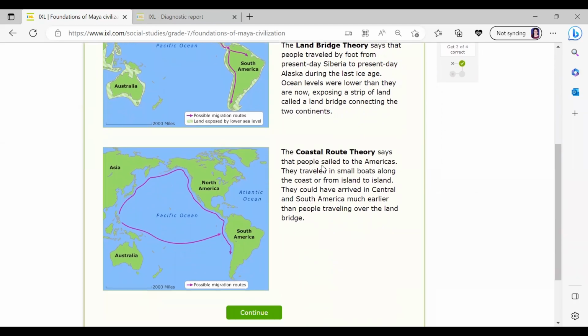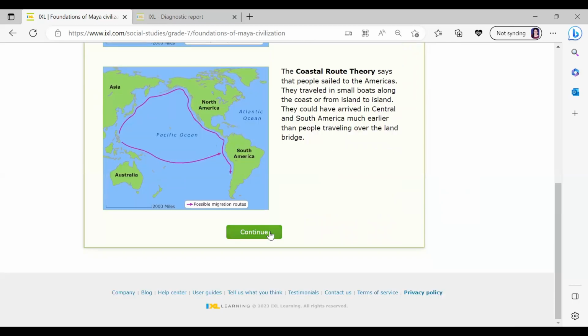Okay, there's another theory. It's called the coastal route theory. It says that people sailed to the Americas. They traveled in small boats along the coast or from island to island. They could have arrived in Central and South America much earlier than people traveling over the land bridge. Interesting.